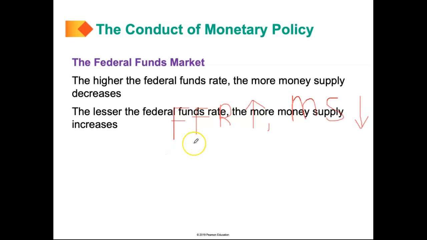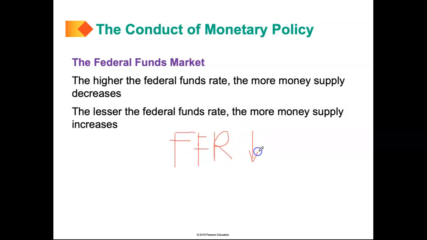Now, the lesser the federal funds rate, the more money supply increases, okay? So when FFR decreases, money supply increases, okay? So when the federal funds rate decreases, banks are more willing to borrow from each other, so they borrow more money, they have more capital, and they loan the money out. Now, if banks loan money out, they tend to create money, right? So there's more money supply in the economy or in the markets, okay? So the lesser the federal funds rate, the more money supply increases.